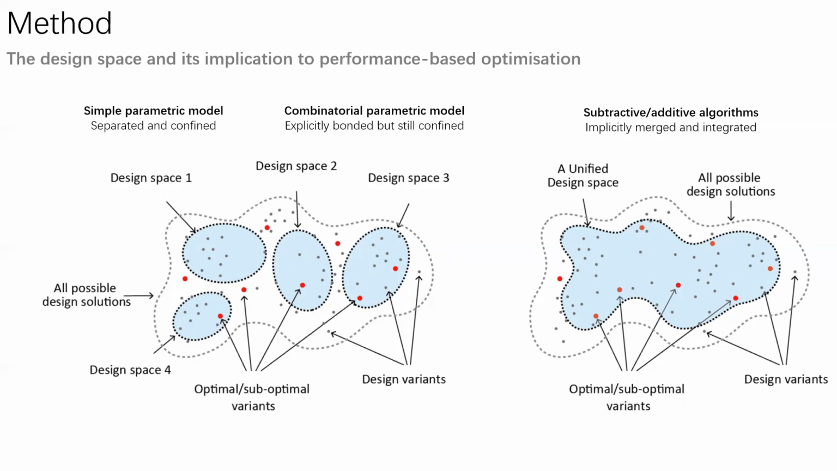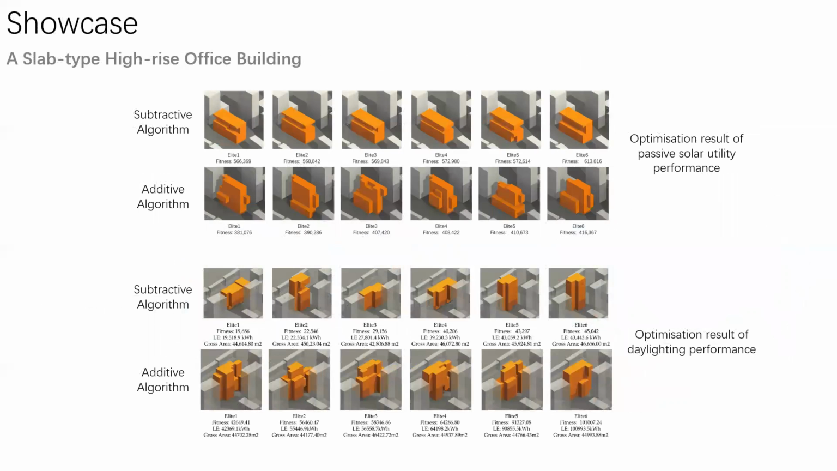So in order to demonstrate the advantage and usefulness of these two algorithms in building massing design, I will show you two case studies. The first case study is a slab-tile high-rise building. We set up two optimization objectives, which are the passive solar utility and the daylighting. We respectively run the optimization process based on the subtractive and the additive generative algorithm.